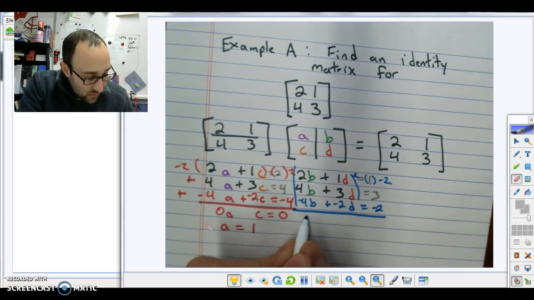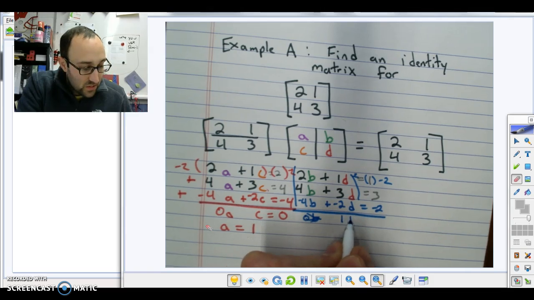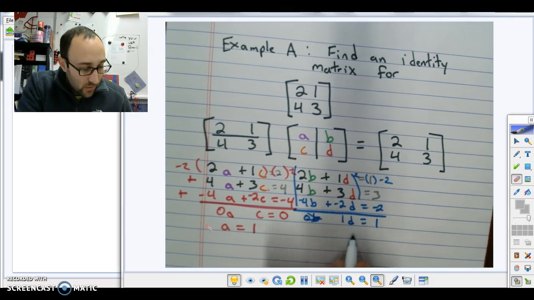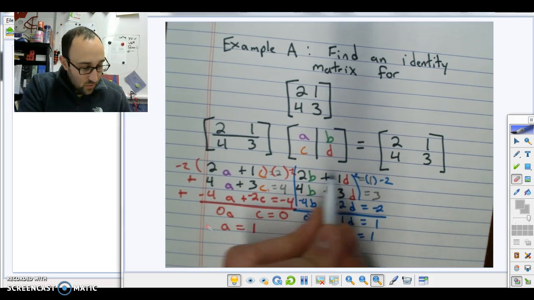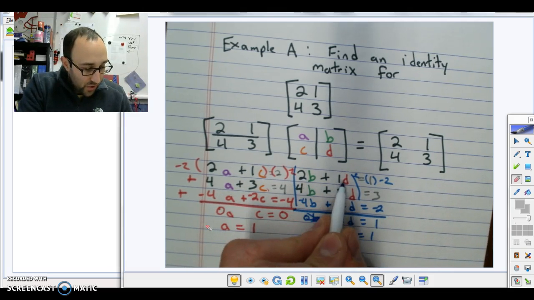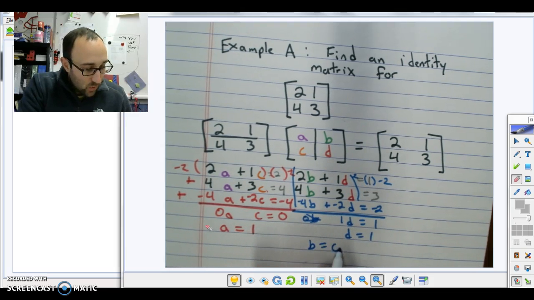The b's cancel out, so it's going to be 0b, that's not even going to be there, and this is going to be 1d equals 1. So that means d equals 1. Now if I plug it back into either equation, 2b plus 1 times 1 equals 1. That means that b has to equal 0.